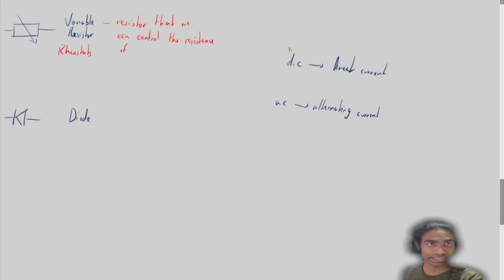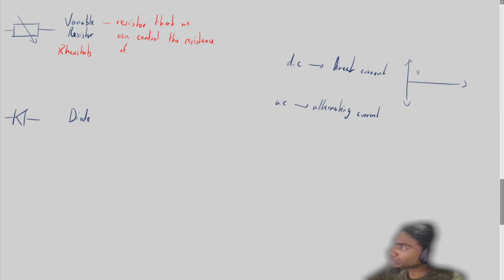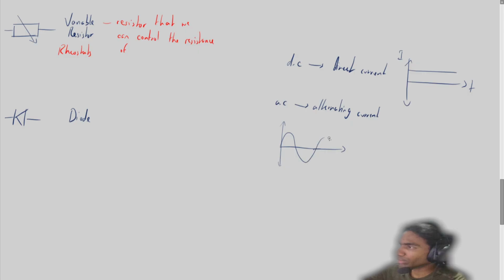So AC stands for alternating current and DC stands for direct current. Direct current is current that only travels forwards in one direction. The graph for it would look like this. If I drew the current over time, it would look like this. Alternating current, on the other hand, looks more like this, where it's traveling like a wave.